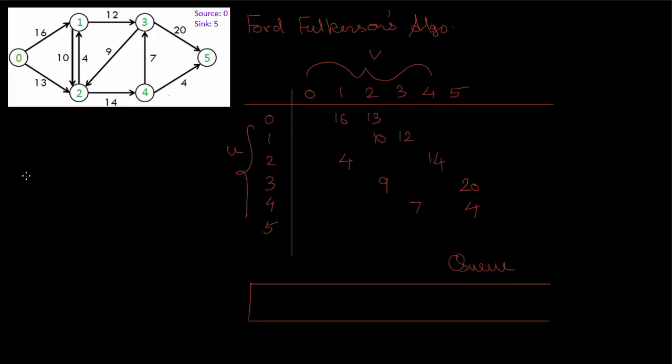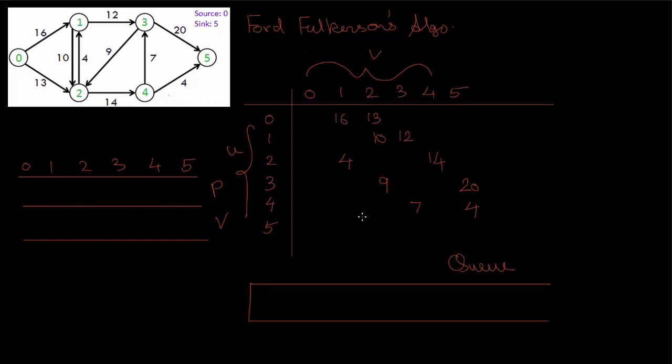And we also need to have a few more things. We need to have a parent array, and we also need to have a visited array. So this is going to be a parent array, and this is going to be a visited array. And I'm going to have indices 0, 1, 2, 3, 4, and 5. So the parent array will basically store the parent of a particular node, and the visited array will basically keep track of which elements are already visited.